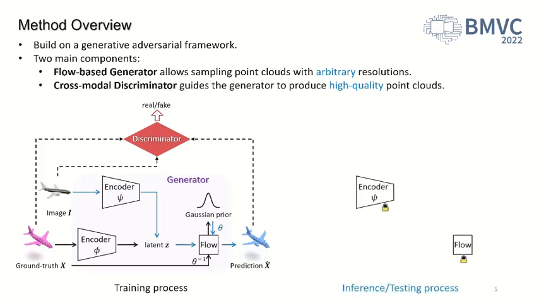After the training process, we employ the well-trained generator for inference. Given an input image, an encoder maps it to the latent space, and then a flow model transforms the Gaussian prior to a distribution of 3D points, which allows us to sample point clouds with arbitrary resolutions.